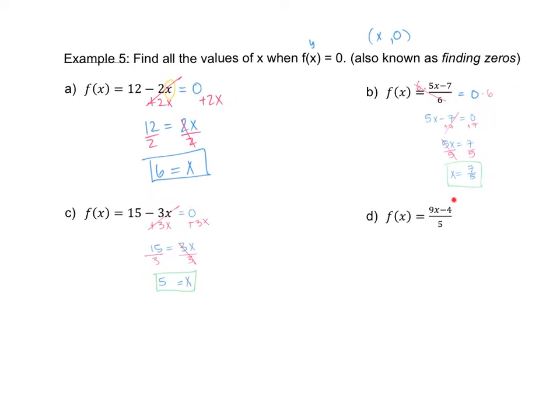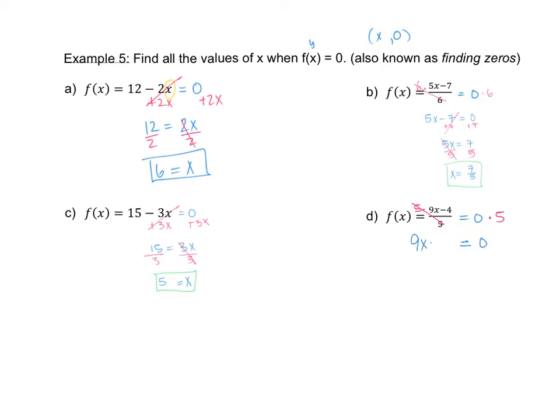Last one, let's do another one where we have a rational function. So again, you're going to set the entire thing equal to 0. To get rid of a denominator, we have to multiply by the bottom. So in this case, the bottom is 5, so I'm going to multiply both sides by 5. So that cancels. And it's so nice because when you're finding zeros, the other side's already 0, so when you multiply, it just turns into 0.